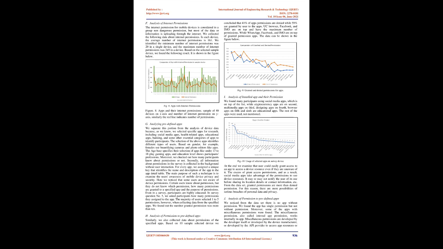Analysis of permission to predefined apps. We noticed from the data set there is no app without permission. We found apps with a single permission but not without permission. Moreover, some of the apps with miscellaneous permissions were found. The miscellaneous permission, also called internal app permission, works internally in the app. Miscellaneous permissions are developed by the developer itself, or by the device manufacturer, or by the API provider to access app resources.